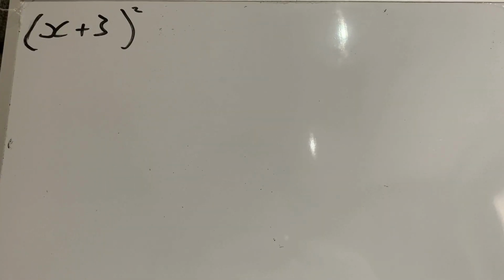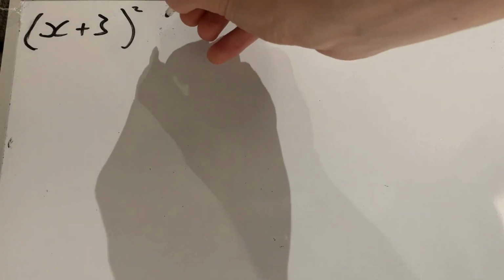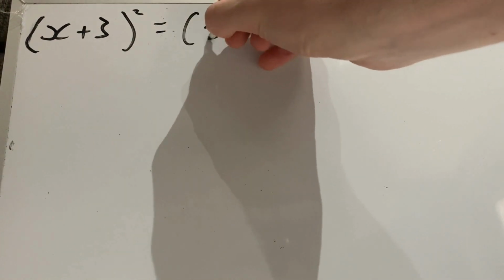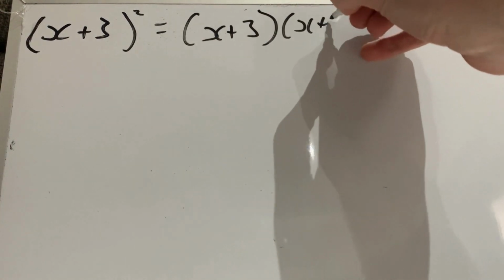Okay, so today we're going to be talking about completing the square, which is super helpful. But before we do that, we're going to look at some examples, and that will help us to understand how to complete the square. So if I said to you, expand x plus 3 squared, you would probably know that to expand this, you've got to do x plus 3, x plus 3.